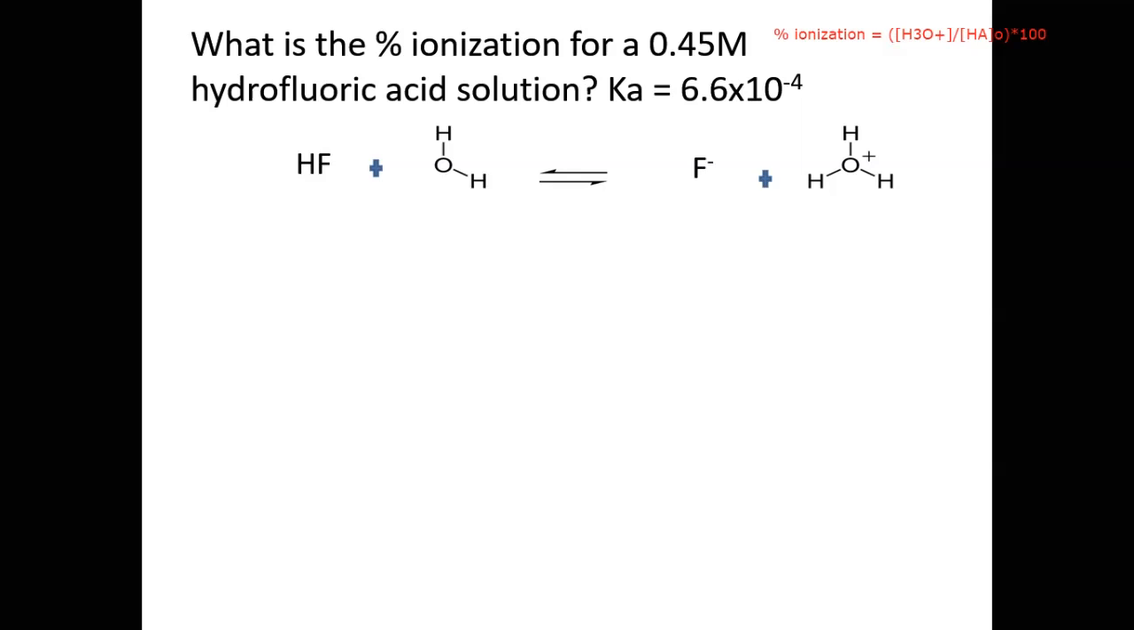So let's set up our ICE table. Initially 0.45, 0, 0. The change: minus x, plus x, plus x. Equilibrium.